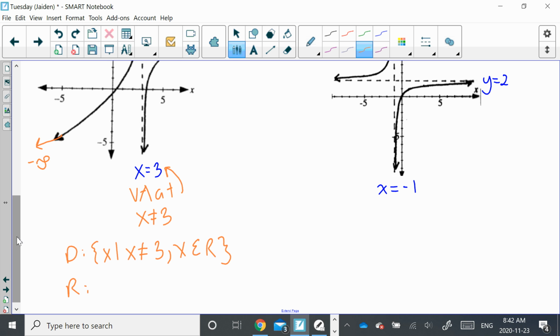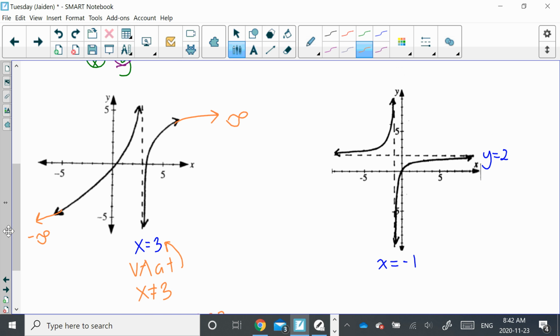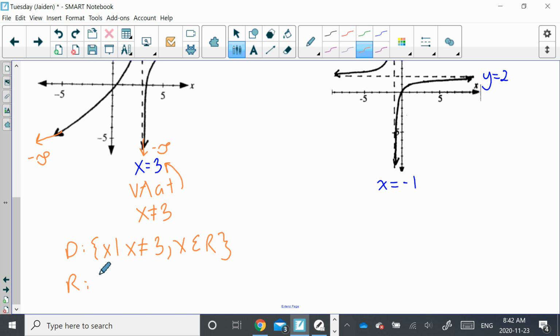Range. There's no point of discontinuity for y. If I said, what's your biggest y value? You would say, well, that side is approaching infinity. This side is approaching negative infinity. There's no horizontal asymptotes, so the range of this graph would be y belongs to the set of real numbers. Y is such that y belongs to the set of real numbers.